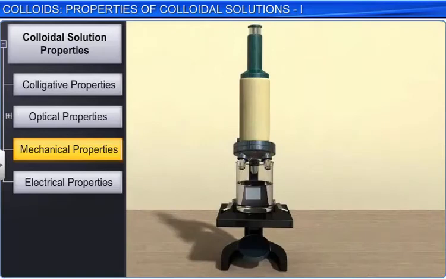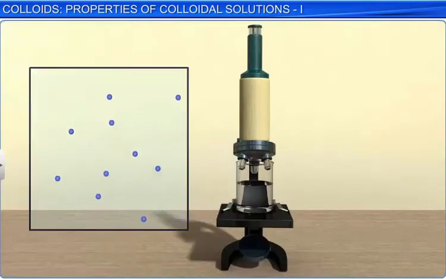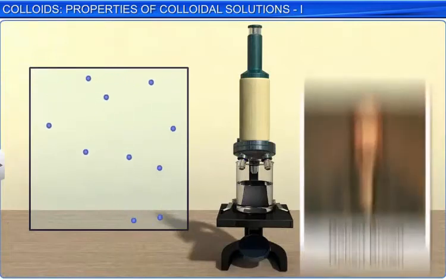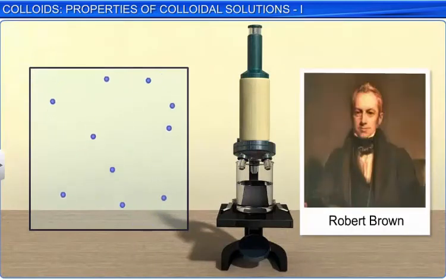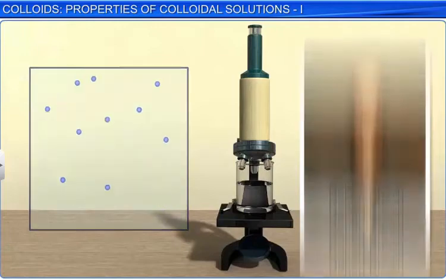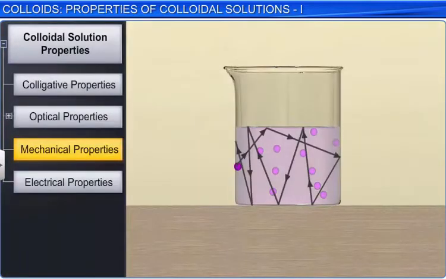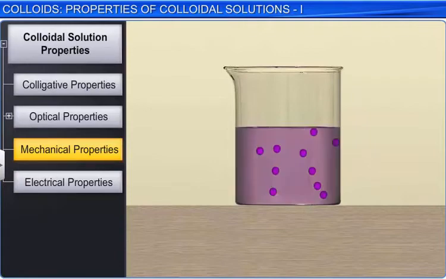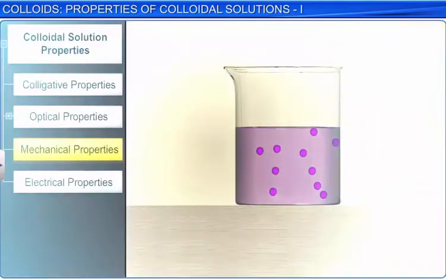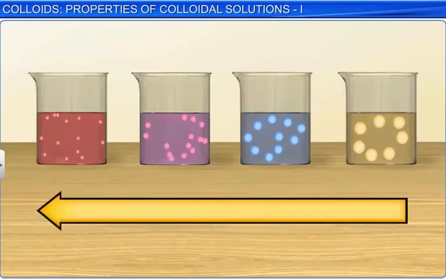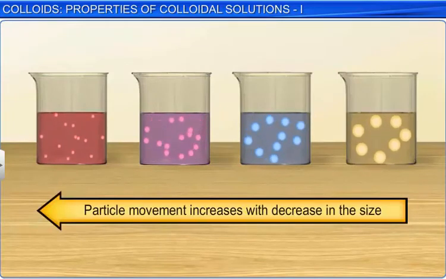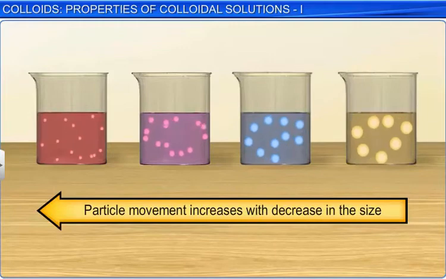This random zigzag motion was first observed under a powerful microscope by the British botanist Robert Brown and is named Brownian movement after him. Brownian movement is independent of the nature of the colloidal particles, but depends upon their size and on the viscosity of the solution. The movement of colloidal particles increases with a decrease in their size and in the viscosity of the medium.